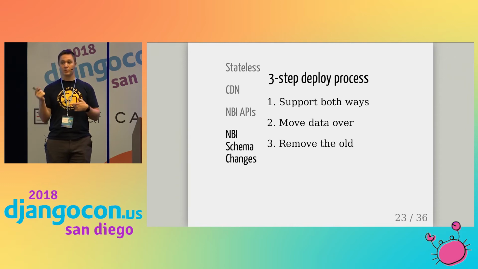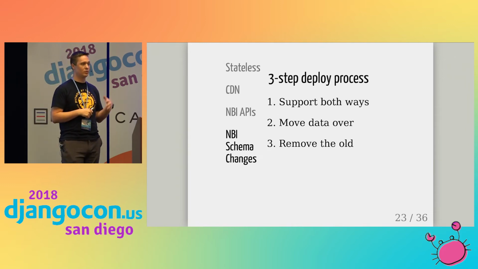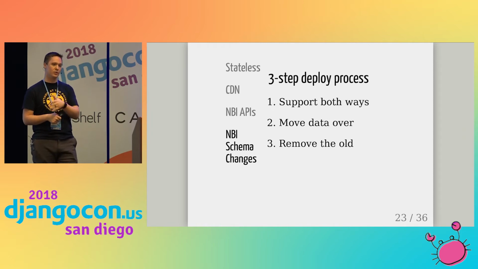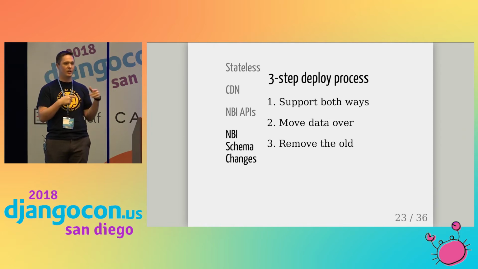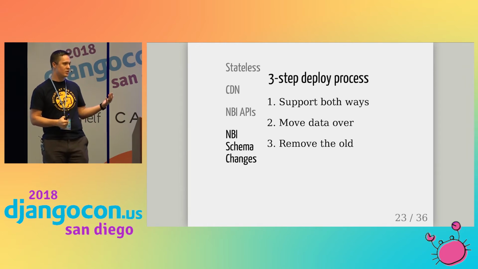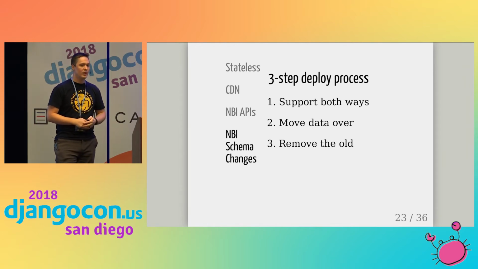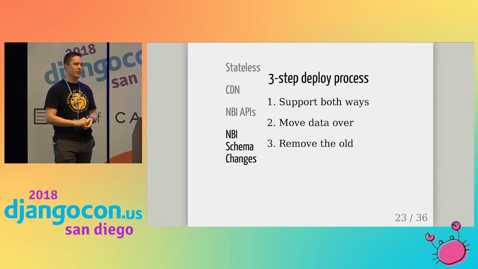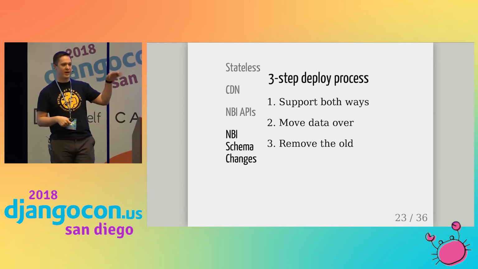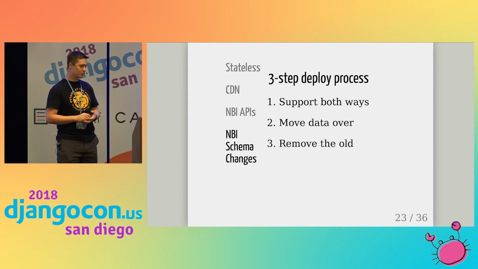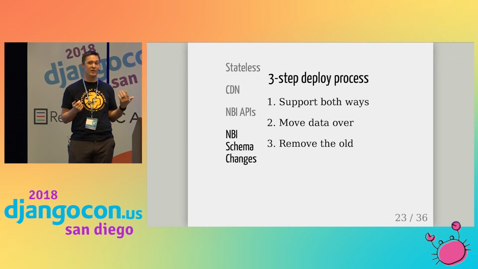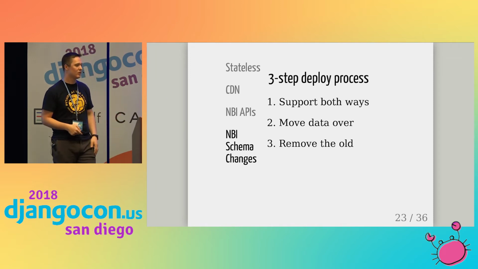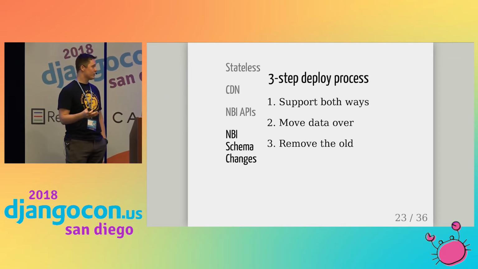Once your code is deployed and it can handle both ways, you now run a script that actually moves the data over. So it copies the one column, adjusts the data, puts it in the second column. Since your code can handle both ways, it still works, even in production while you're doing this. And then lastly, you probably want to remove that from your code so that your code doesn't have all these weird, ugly if statements from days past, right? You might want to remove it from your database, but maybe you don't care. Maybe you just keep that data in the database forever and you just don't use it, right? So that's the 3-step deploy process.